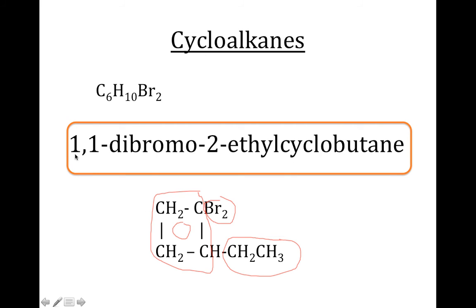So we end up going 1,1-dibromo. We just decide that that's carbon 1. It's got 2 branches sticking out of it, so we may as well do that. Then we go over here to the next carbon, and that's a 2, and it's an ethyl. The cyclo tells us it's a ring, and there's our butane.